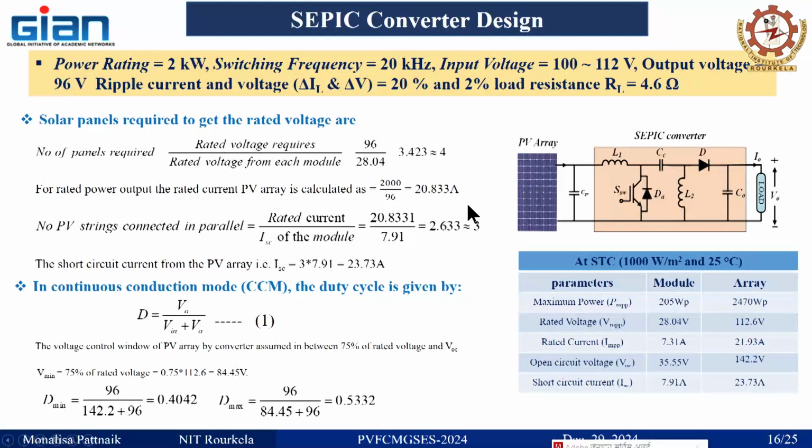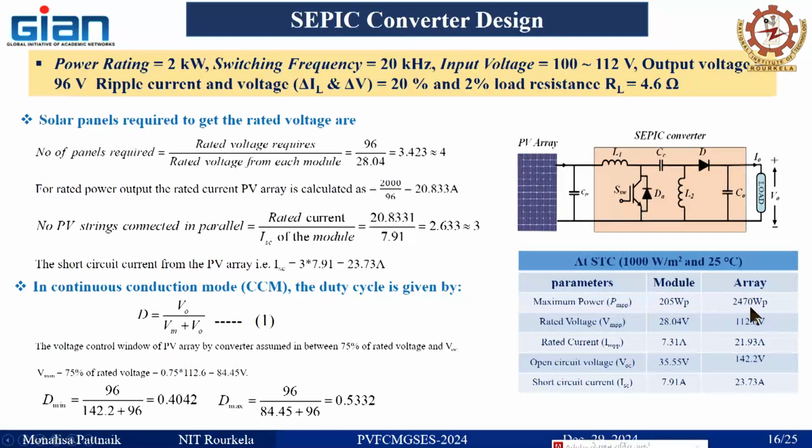Rated output power. So how much power is it generating? It is not exactly giving 2 kilowatt, but based on our module connection, it is giving around 2.47 kilowatt, because we can see 2.5 into 4 into 3. So we can get 2.4 kilowatt. This is the maximum peak power that we are getting from our array.